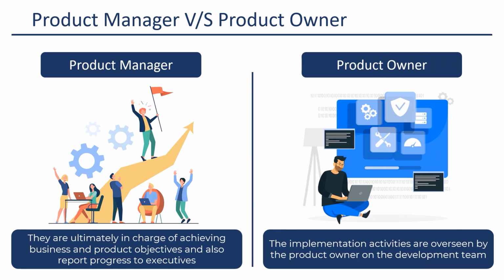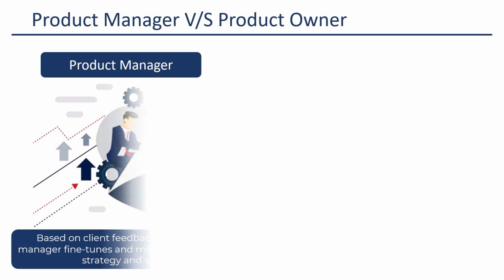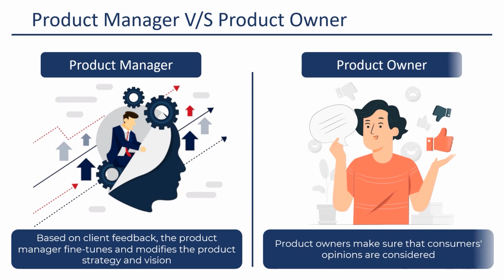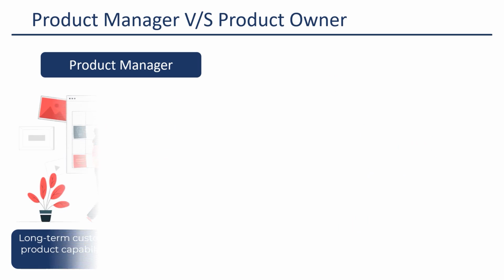To decide which features the development team will focus on next, they collaborate closely with the product manager and other product team members. Based on client feedback, the product manager fine-tunes and modifies the product strategy and vision. But product owners make sure that consumers' opinions are considered when choices about various products are made within the company.